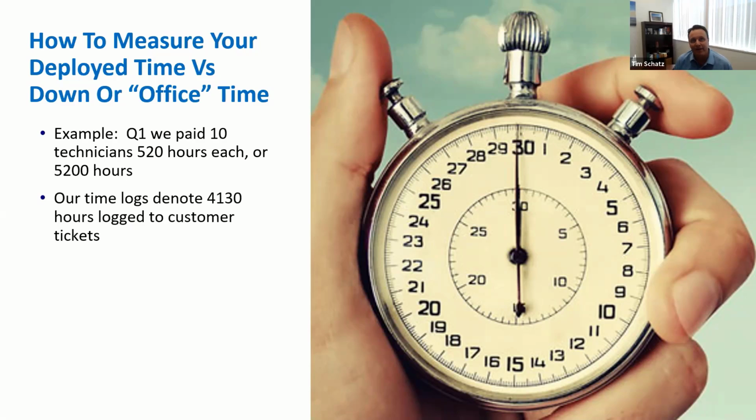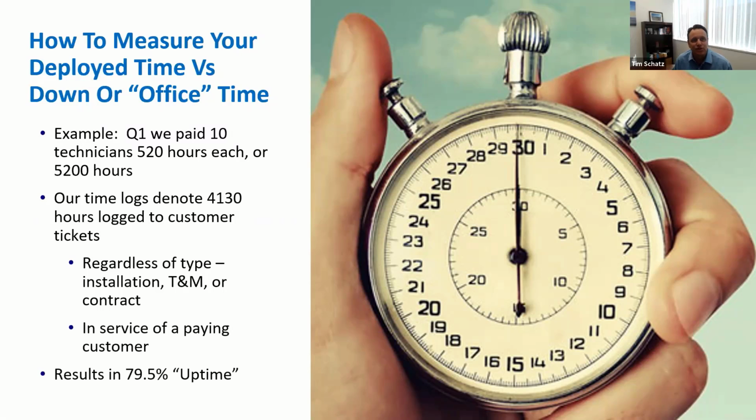If I look at deployed and I have the log reasons set up properly so I can understand, okay, the ticket time is deployed. Oh, wait, here's some time logged to training. That's not deployed. Time logged to managing the internal network at DTS. That's not deployed time. If it's not customer facing, we don't count it. If our time logs tell us that we had 4,130 hours logged to customer tickets, regardless of whether it's voice, IT, surveillance, and regardless of type, whether it's for an install, for a recurring contract customer, or a time and materials or project labor customer, it doesn't matter. It's logged to a ticket in a productive manner. Then that results in 79% essentially uptime. Basically, in this case, that's our number.